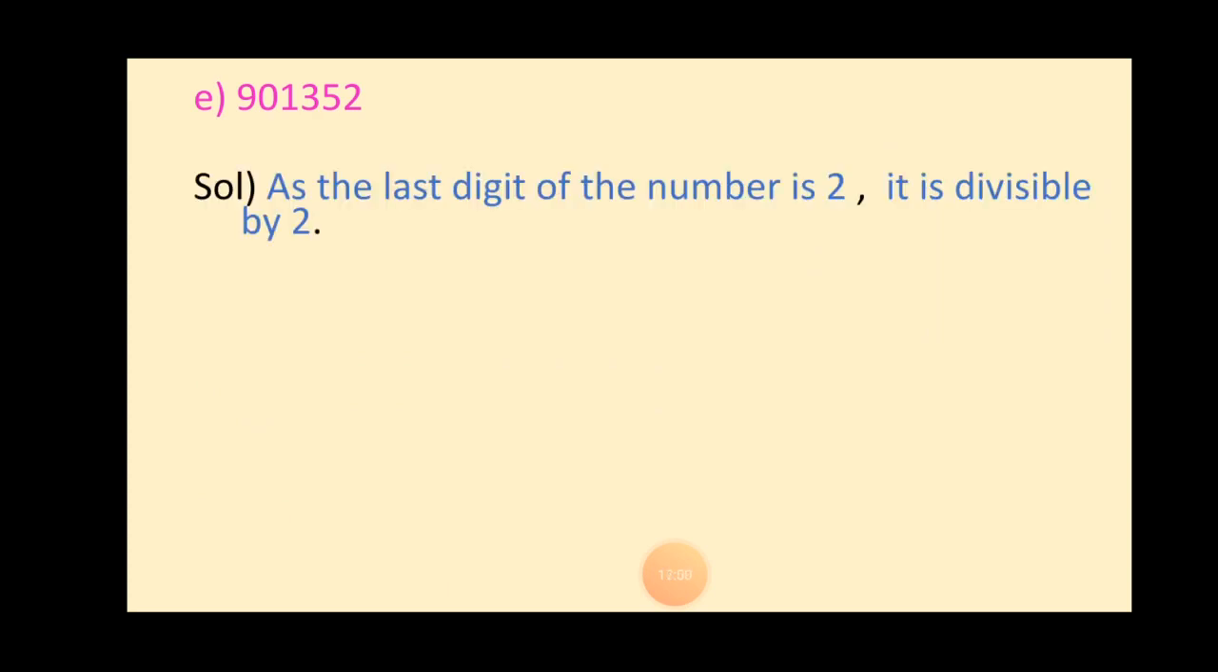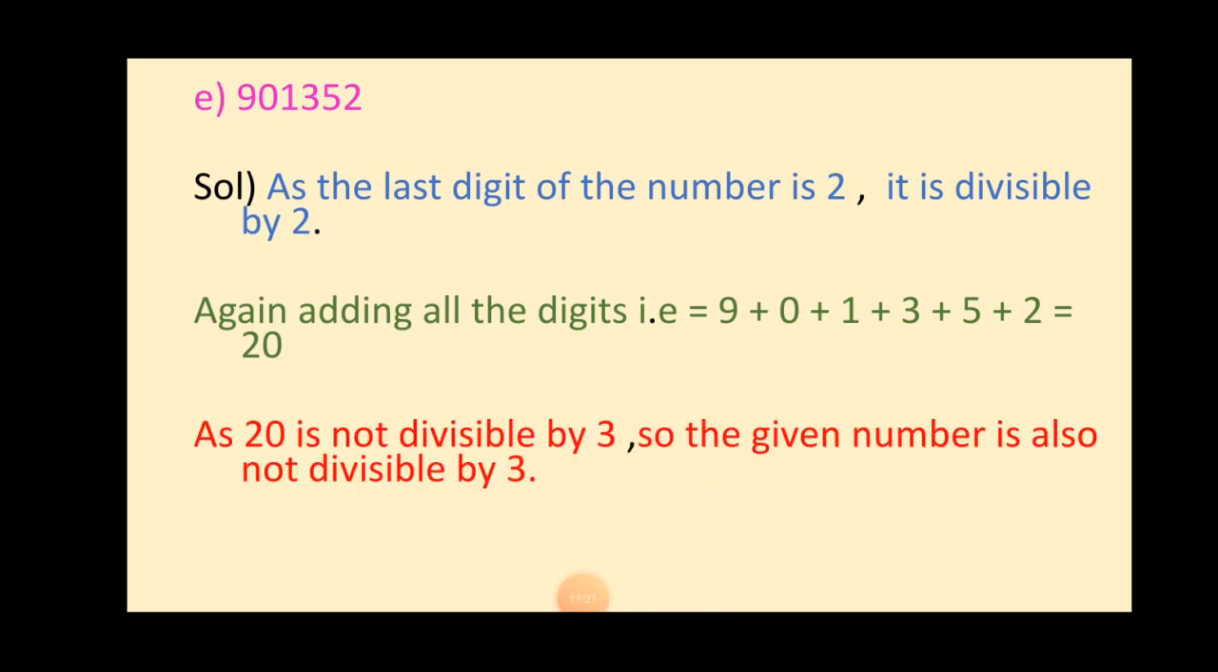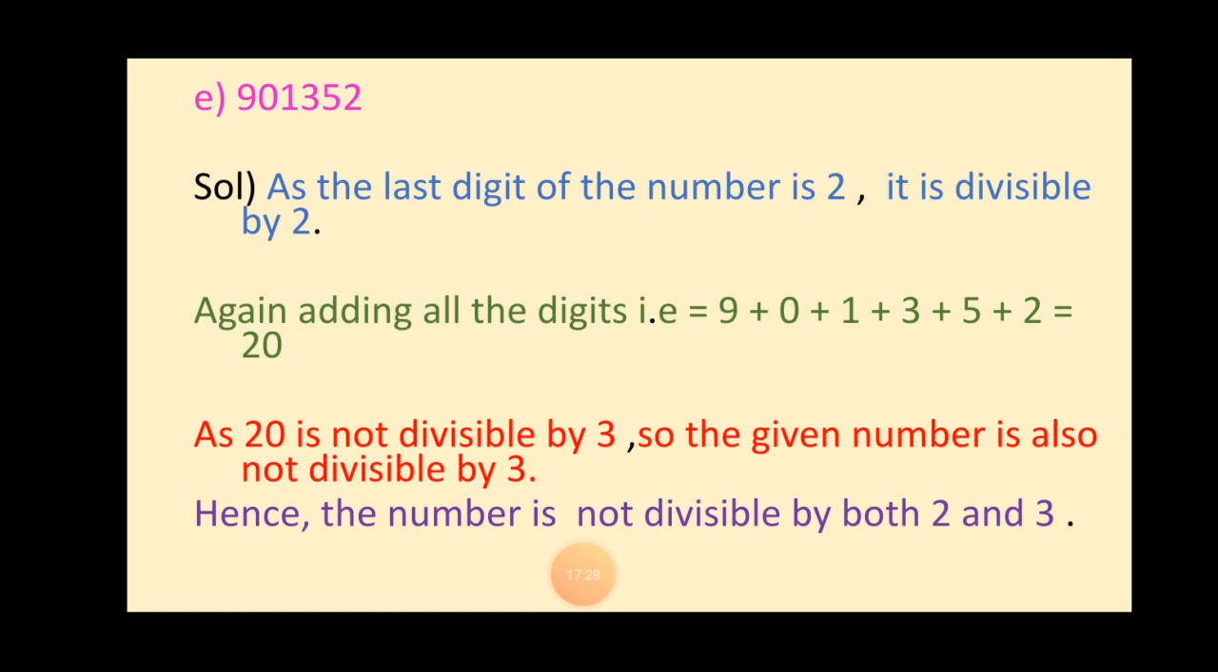Now here comes the next question from the same exercise. In the same manner you will again proceed. You will check the divisibility by 2 by seeing its last digit and then you will write the statement likewise. Again for the divisibility by 3 we will check by taking the sum of all its digits and again we will write the statement, and we can see that this given number is divisible by 2 but not by 3. Hence the final statement will be written as: the number is not divisible by both 2 and 3. So this given number is not divisible by 6 also.